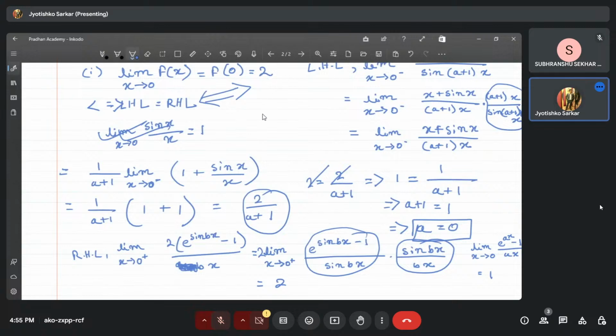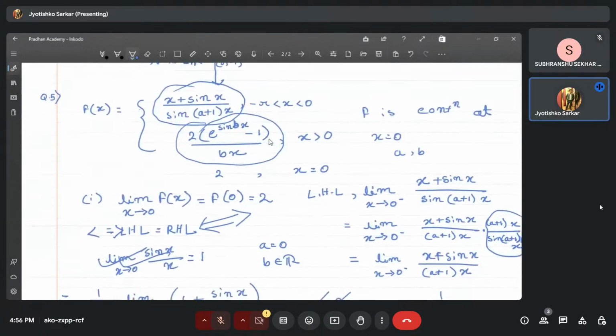So it is clear that our right hand limit is not depending on the value of b. So we can put anything in the place of b. So our final answer will be that a is equal to 0, and for any b belonging to the real numbers, the function will be continuous at x equals 0. Is it clear? Next.